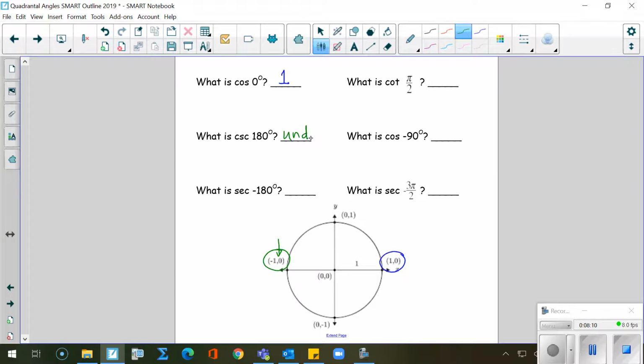What is the secant of -180? Well, you know what? I'm going to find a coterminal angle first. -180 plus 360 is 180. So we are again using that ordered pair. The secant of -180, which is in the same location as +180, is the reciprocal of cosine, and the reciprocal of -1 is -1.